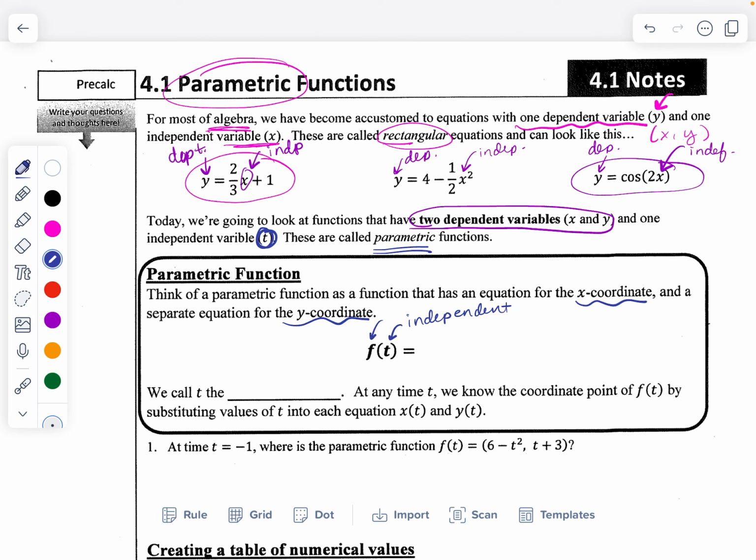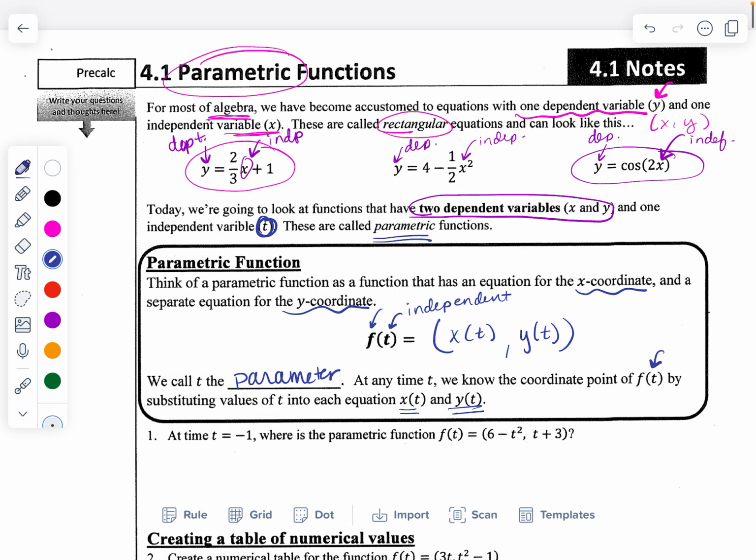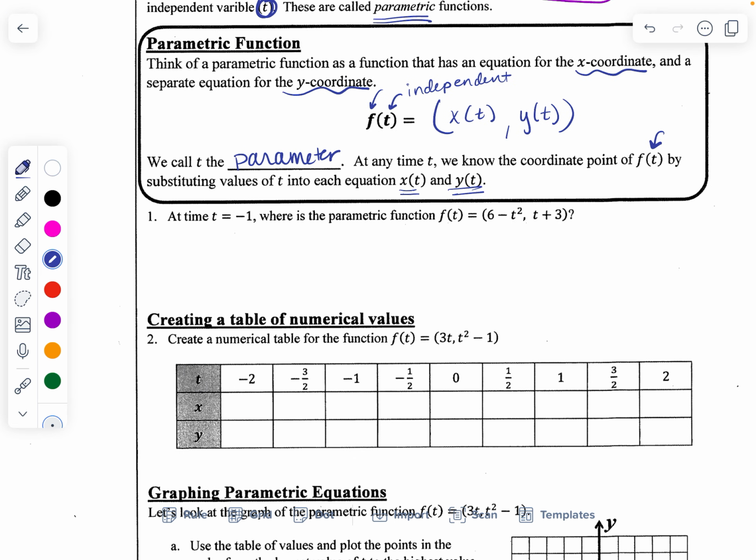So we say the function in terms of time, where time is your independent variable, is going to equal two parts. The first part is the x function in terms of t, and the second will be the y function in terms of t, where we call t the parameter. And we describe it with a parametric function. So anytime you have t, the independent, we know the coordinate f of t by substituting values into each equation, x of t and y of t. So let's see what that looks like as we apply it.